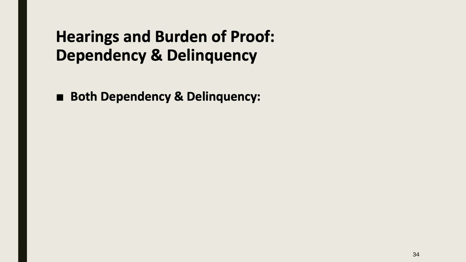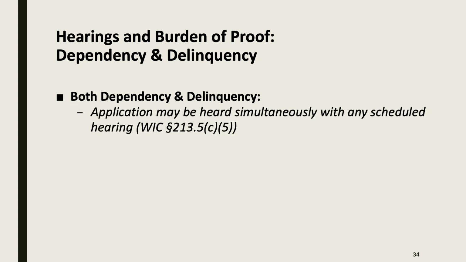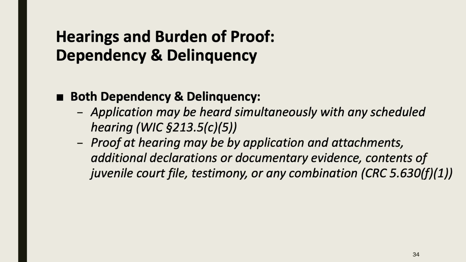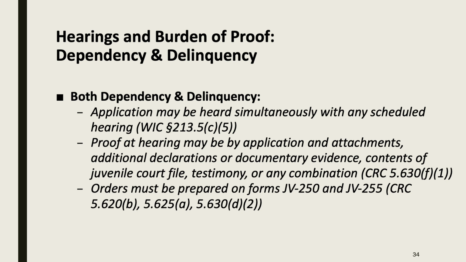What about the hearings and burden of proof? In dependency and delinquency, the application can be heard simultaneously with any scheduled hearing, and proof at the hearing may be made by application and attachments or additional declarations or documentary evidence, contents of the juvenile court file, testimony, or any combination thereof. And the orders have to be prepared on the juvenile forms JV-250 and JV-255.